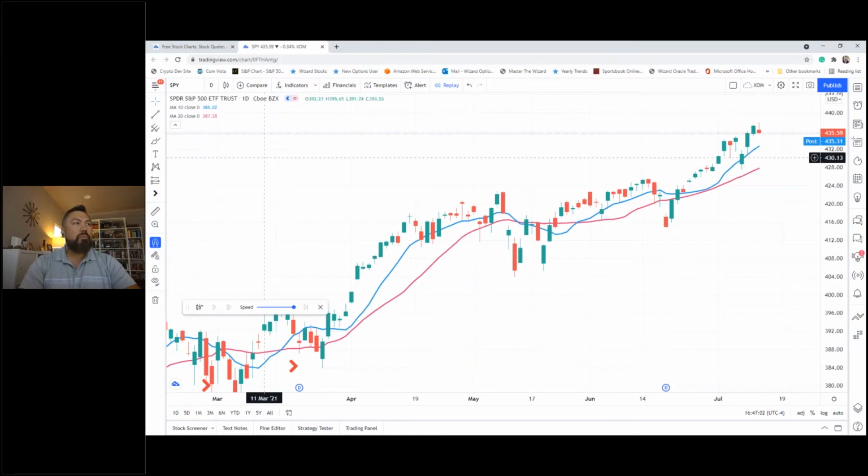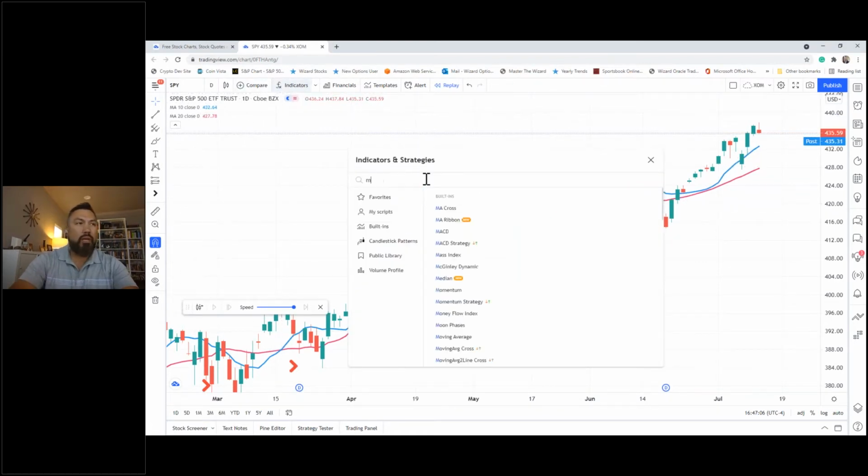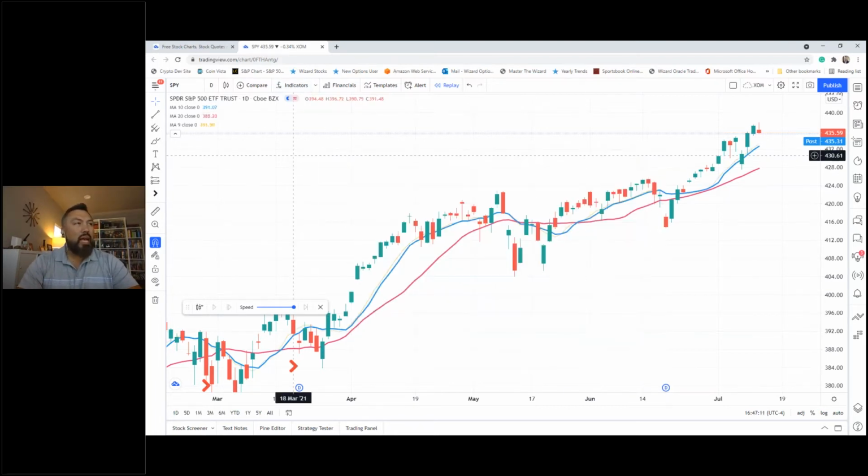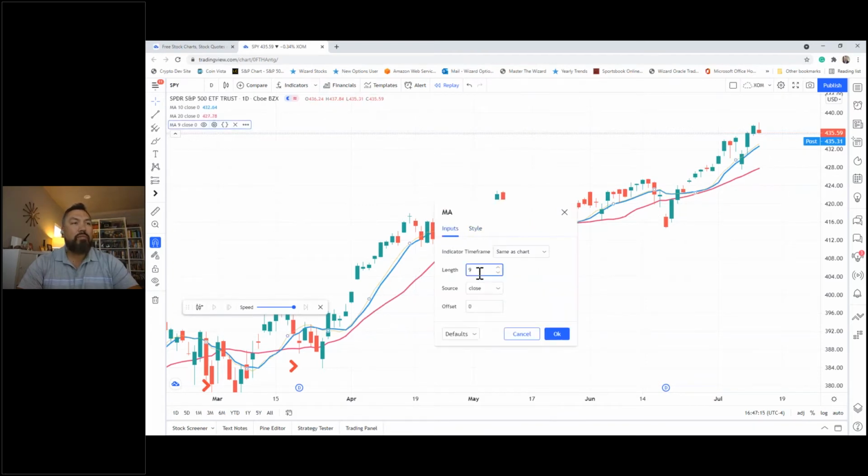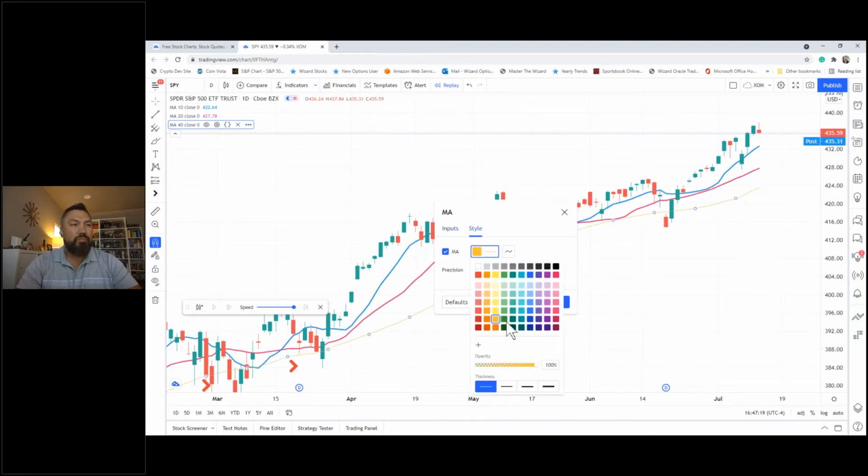I want a simple moving average. This doesn't have to be complex. We're going to keep it super, super simple. Okay, so now we're going to add a third moving average, and then we're going to make this a 40. If you've heard of Fibonacci's, then there is a sequential numeric value.